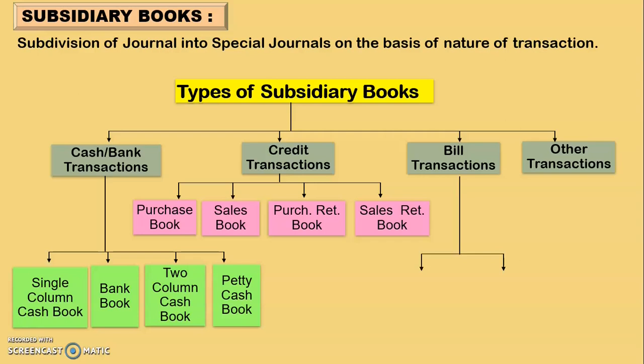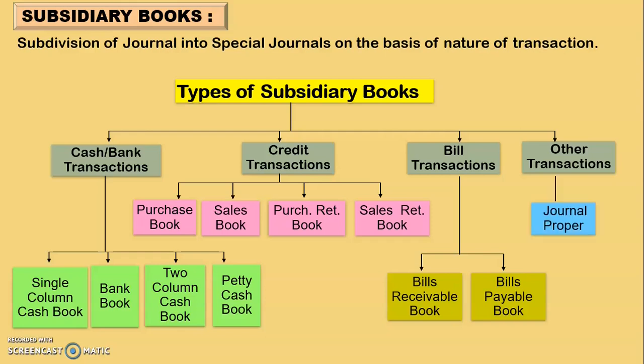Then for the bill transactions, we have two books, that is bills receivable book and bills payable book. And if there are any such transactions which do not fall in any of these categories, they will be recorded in journal proper. For example, purchase of asset or sale of asset on credit basis, then depreciation charge will be recorded in journal proper.